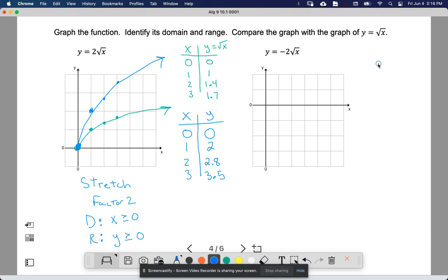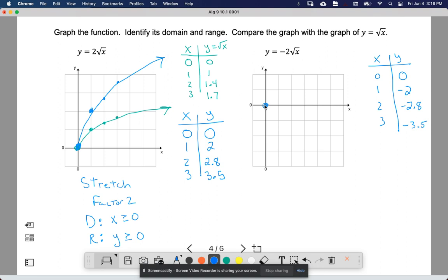So on our second one here, just a little change. Obviously, we have a minus sign. So what does that do when we use our points? So again, we're using the points 0, 1, 2, and 3. So obviously, put a 0 in there. 0 times anything is 0. 1 is going to be 1, but it's times a minus 2. So we're going to get a negative 2 answer. And you'll see we'll get the negative answers for the rest of them. So minus 2.8 and a minus 3.5.